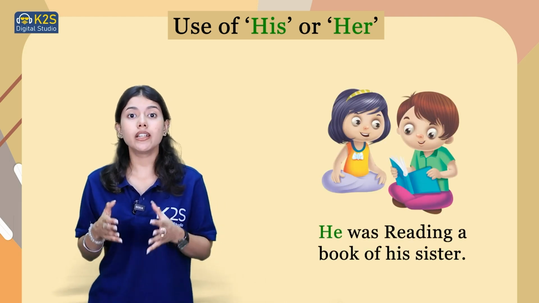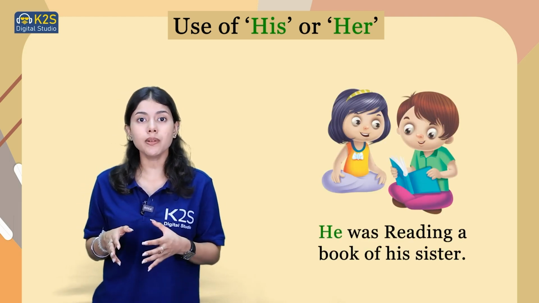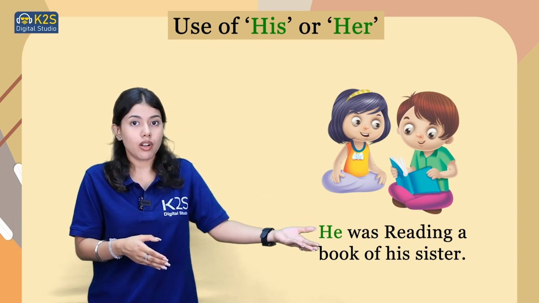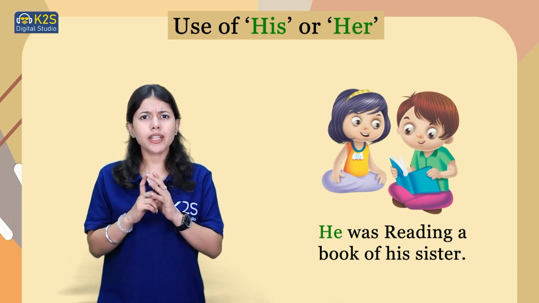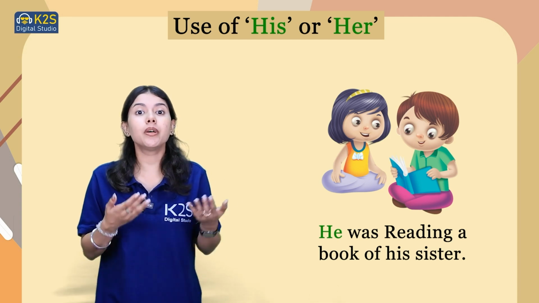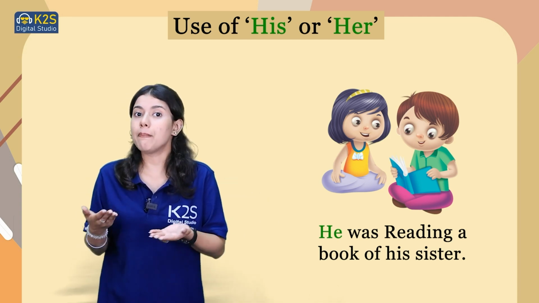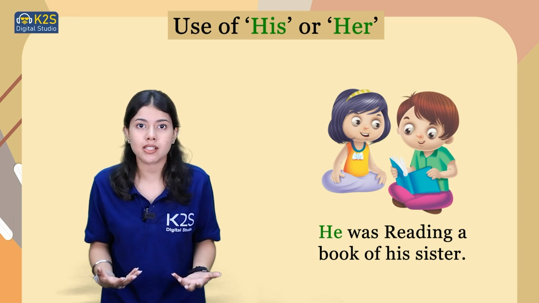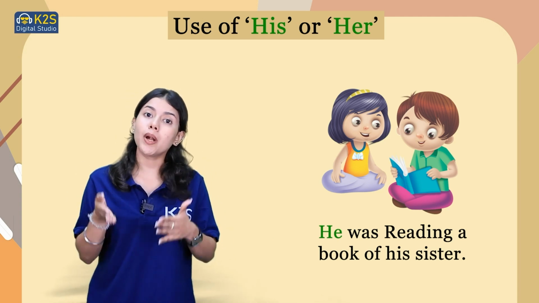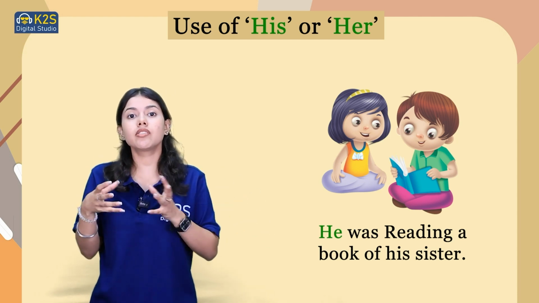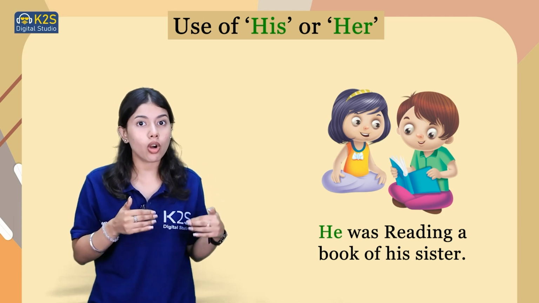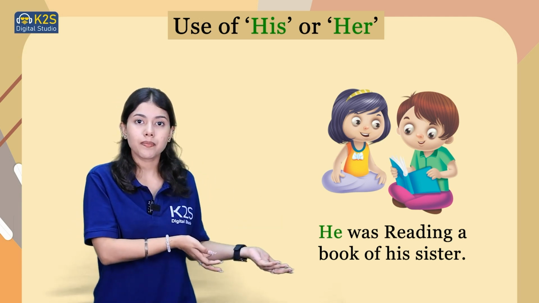Now in this you can clearly see that the sentence is written, he was reading a book of his sister's. In this sentence, can you tell me why we used his? Great, because we are talking about the brother. Brother is a male gender, that's why we used his. So we are talking about a book which belongs to the brother's sister, and the brother is reading from that book.